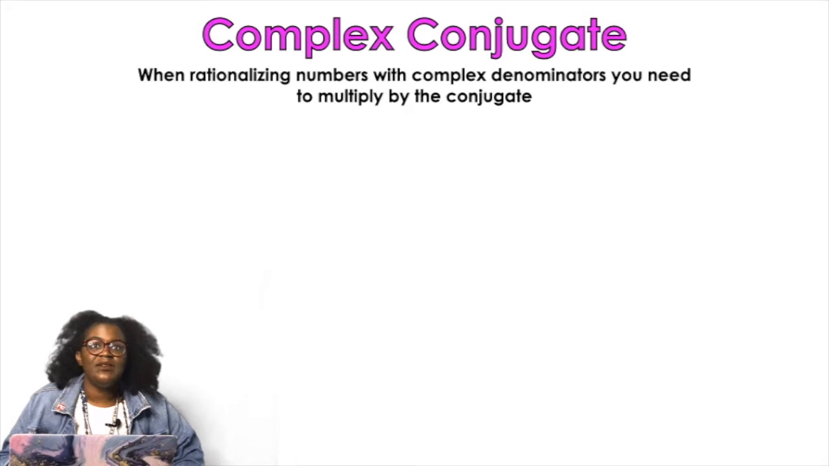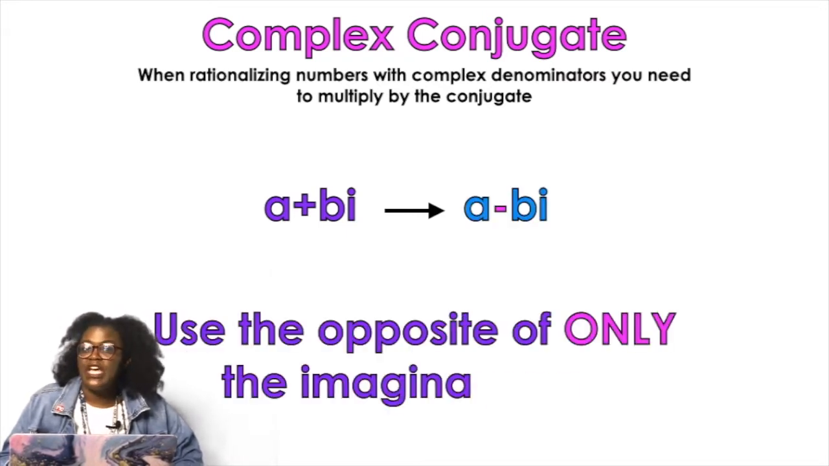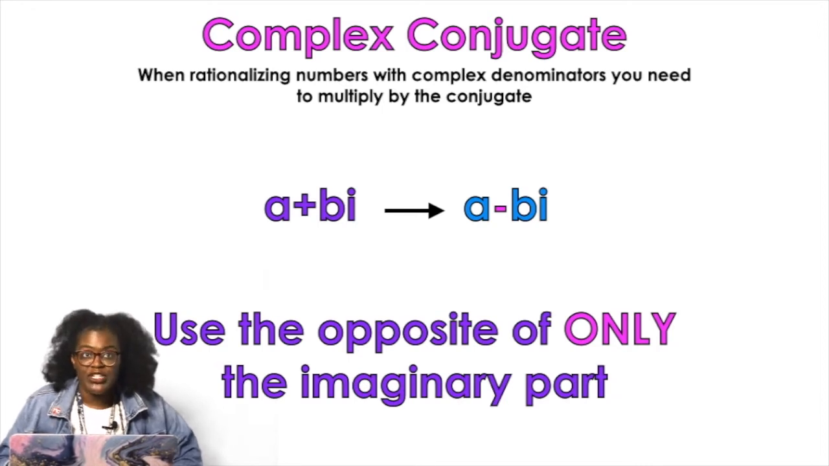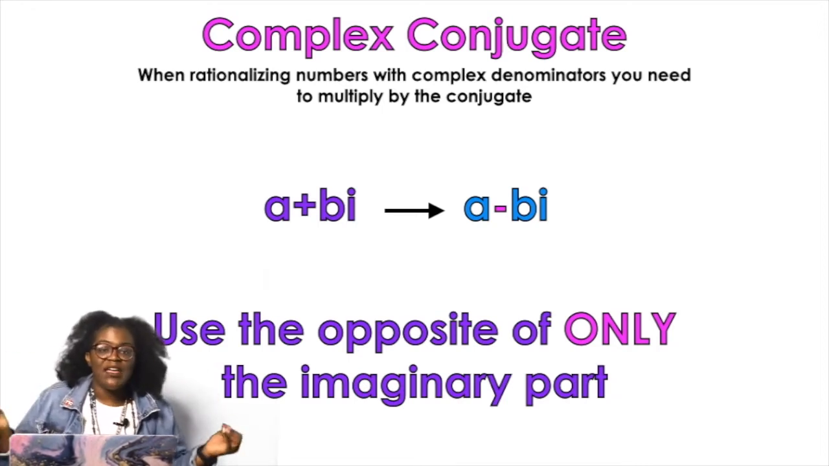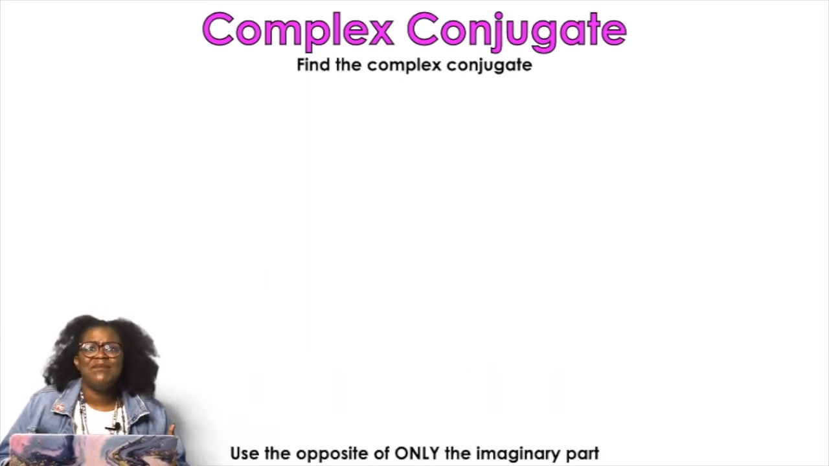Okay, so then we're going to do the complex conjugates. So this is the next part about complex numbers. So when you have complex conjugates, if I have a plus bi, to find the complex conjugate, I'm going to make it a minus bi. You use the opposite of only the imaginary part. So I use this skill when I am rationalizing numbers with complex denominators. Okay, if I have an i in the bottom, I cannot leave it like that. So I have to rationalize it, and you rationalize it by using the negative of the imaginary part. What does that mean? We will get to that.